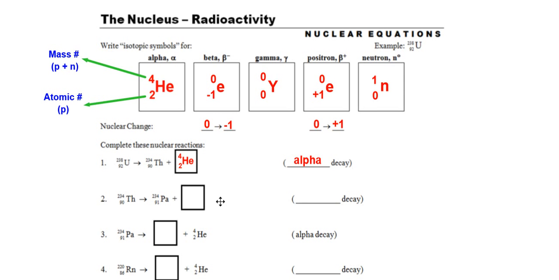And what that means is when you are creating a product, if one of these exists in the products, then you can say that is blank decay.